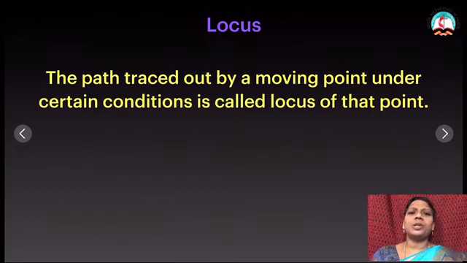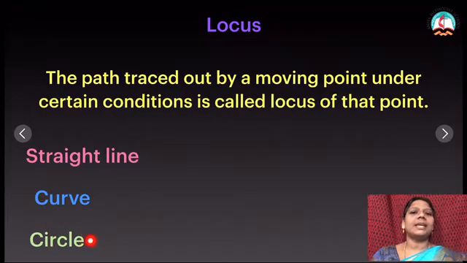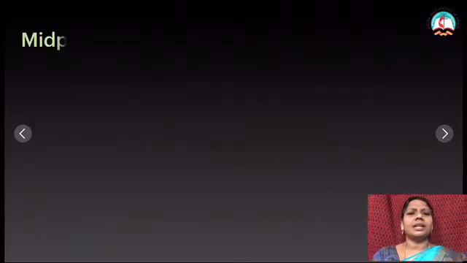Okay, and also we learnt that the locus may form the equation of a straight line, or it may be a curve, or it may be a circle. So circle means it will be equidistant from all the other points. Okay, so that is called locus of the point. Now, again we learned the locus may be a midpoint of a line segment.